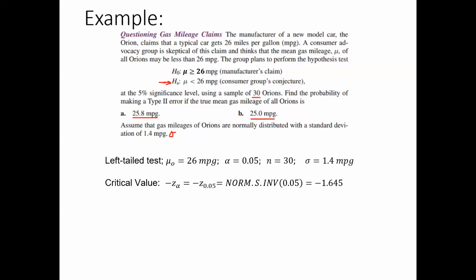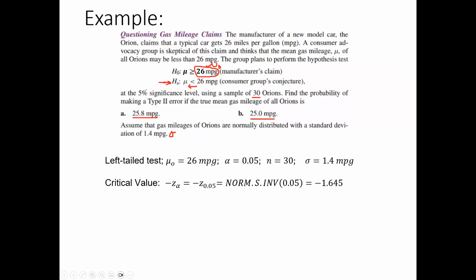So with a left-tailed test, which is what we see when we look at the alternative, right? It's pointing left. So it's a left-tailed test. We see that the mu naught is 26. The mu naught is always in this position. It is the number in the top right when you set up your hypotheses. And it's 26 miles per gallon.